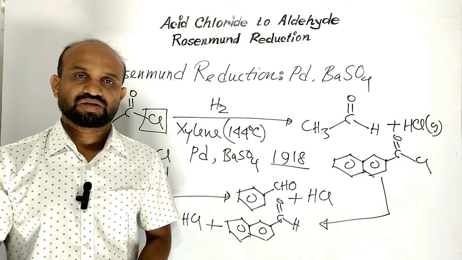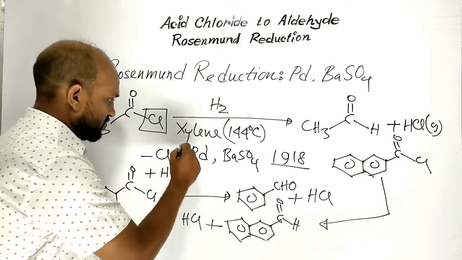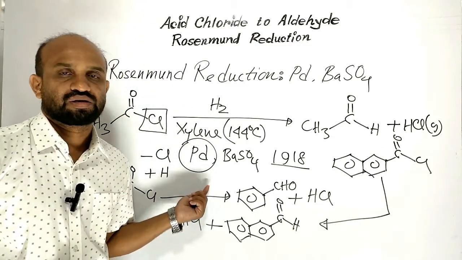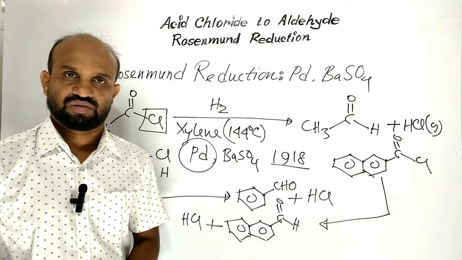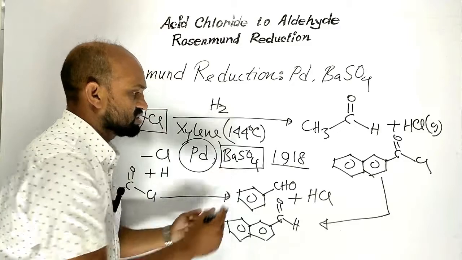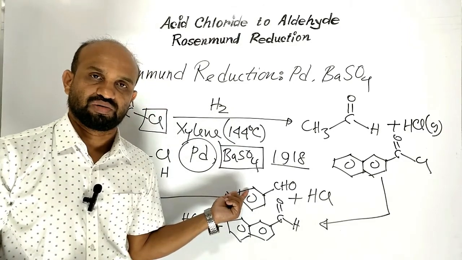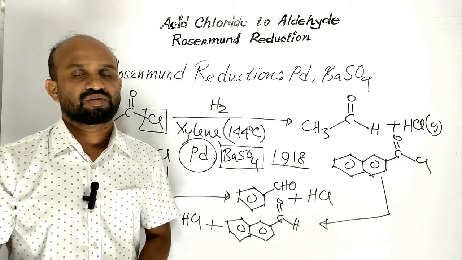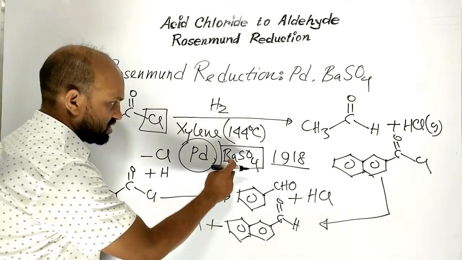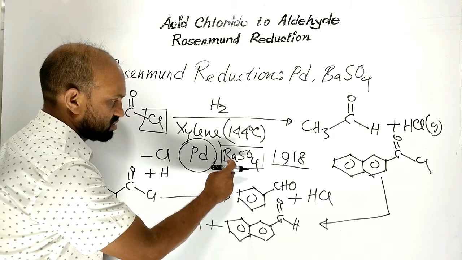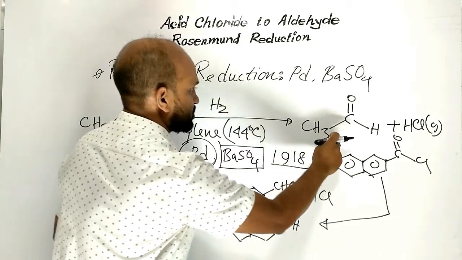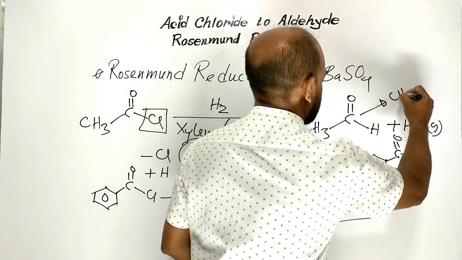In Rosenmund reduction reactions, palladium is used as catalyst that catalyzes the reaction. At the same time, here barium sulfate is used as catalyst poison, which reduces the catalytic power of palladium. If barium sulfate is not used, then this aldehyde will change to alcohol.